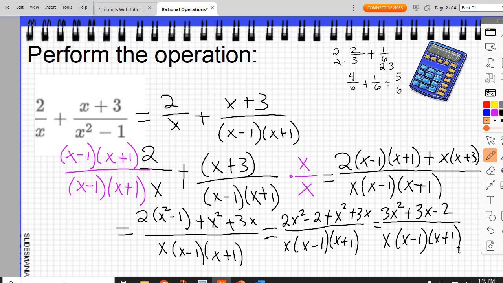Alright, we would do our AC method. So notice that we have 3 times negative 2, which would give us negative 6. So we would be looking at what multiplies together to give us a negative 6 that adds together to give us a 3. Well, remember our factors are 1 and 6, or 2 and 3. So none of those combinations are going to give us a 3, so it's not going to factor. So that's as simplified as that numerator is going to get. So that would be my final answer.